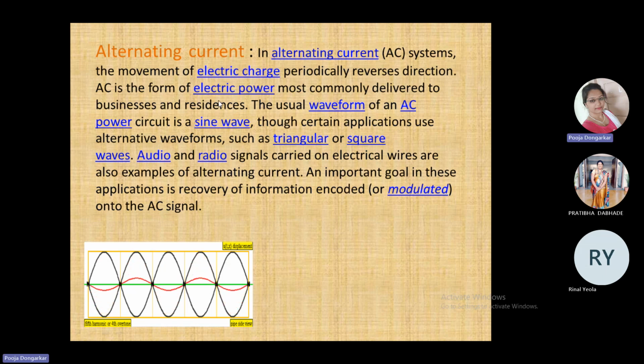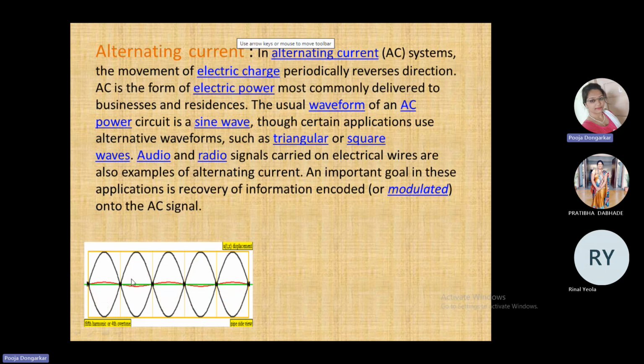In an alternating current system, the movement of electric charge periodically reverses direction. AC is the form of electric power most commonly delivered to businesses and residences in our houses. Usually the waveform of an AC power circuit is a sine wave or a rectangular square wave. Audio and radio signals carried on electric wires are also examples of alternating current, where information is encoded in the AC signals.